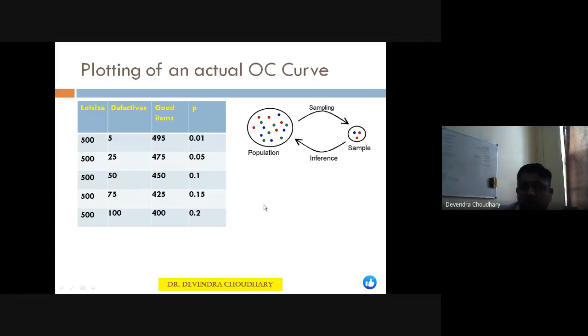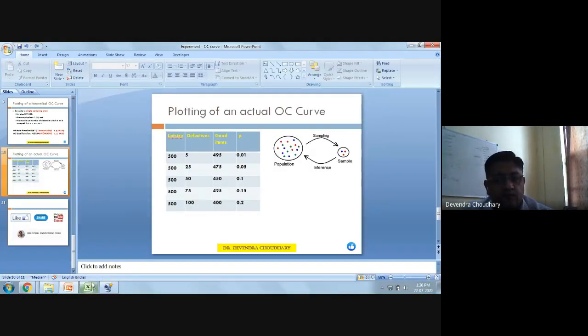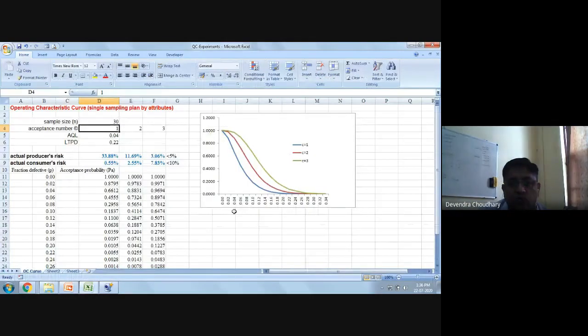So now those values you can put on this graph which we plotted. Corresponding to those fraction defectives, you can mark here those probability of acceptance values, and that way you can compare this theoretical OC curve with the actual OC curve.